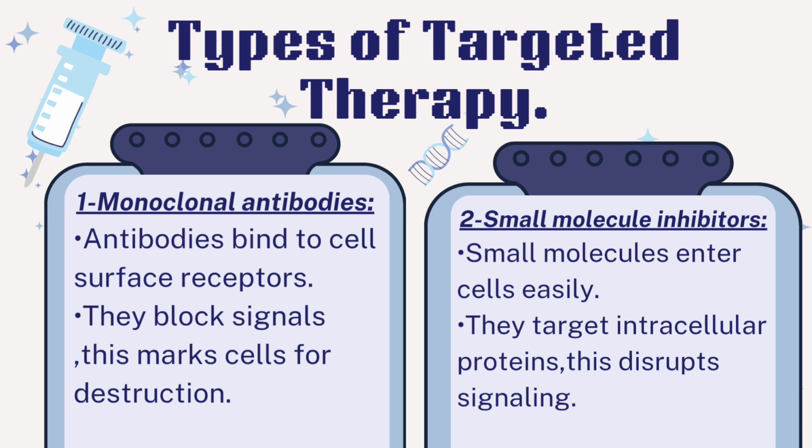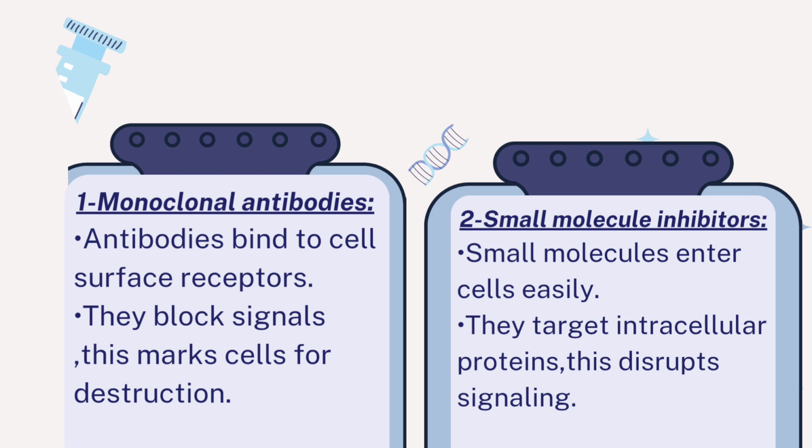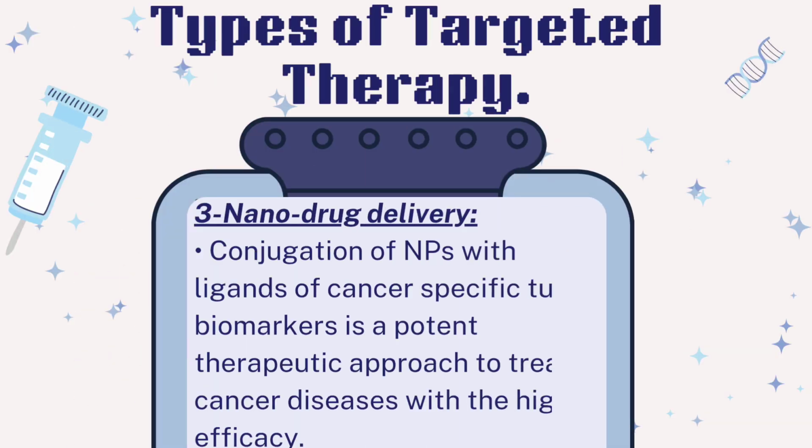Targeted therapy can be classified into three main types. Let's go through them one by one. 1. Monoclonal antibodies. Antibodies bind to cell surface receptors. They block signals. This marks cells for destruction. 2. Small molecule inhibitors. Small molecules enter cells easily. They target intracellular proteins. This disrupts signaling. 3. Nanodrug delivery. Conjugation of nanoparticles with ligands of cancer-specific tumor biomarkers is a potent therapeutic approach to treat cancer diseases with high efficacy.